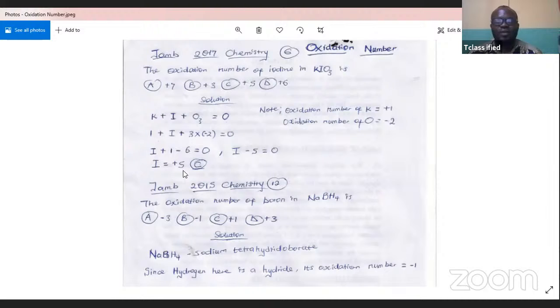Okay, we are looking at what oxidation and reduction is so that we can easily do calculations in oxidation number. We say that oxidation is the addition of oxygen or the removal of hydrogen. And we are looking at this simple calculation. The oxidation number of iodine in KIO3: is it +7, +3, +5, or +6?